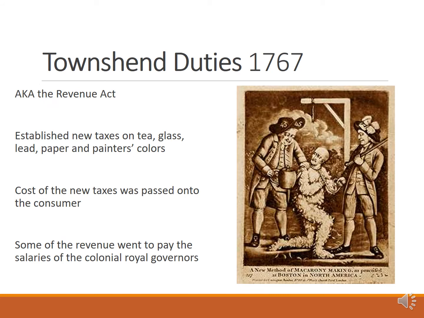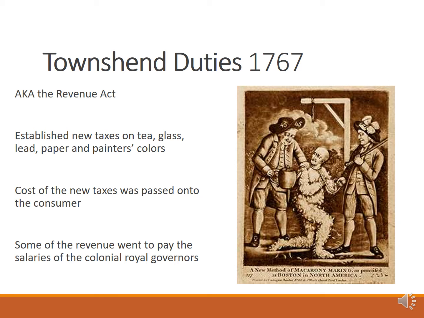Okay, so Charles Townshend, who was British chief financial minister, proposed new taxes under the revenue tax of 1767. And this will establish new taxes, or what are sometimes referred to as duties. Duties and taxes are the same thing, on things like tea, glass, lead, paper, painters' colors, all of these really important imported goods that got brought to the colonies. And they were to be paid by the importer, but that cost would be passed on to the consumer in the retail price of the product.